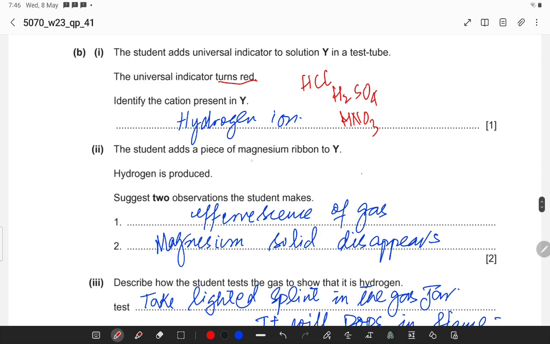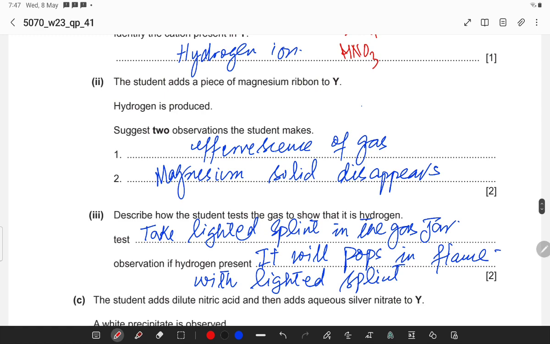The student adds a piece of magnesium ribbon to Y, hydrogen is produced. Suggest 2 observations the student makes. Effervescence of gas and magnesium solid disappears.